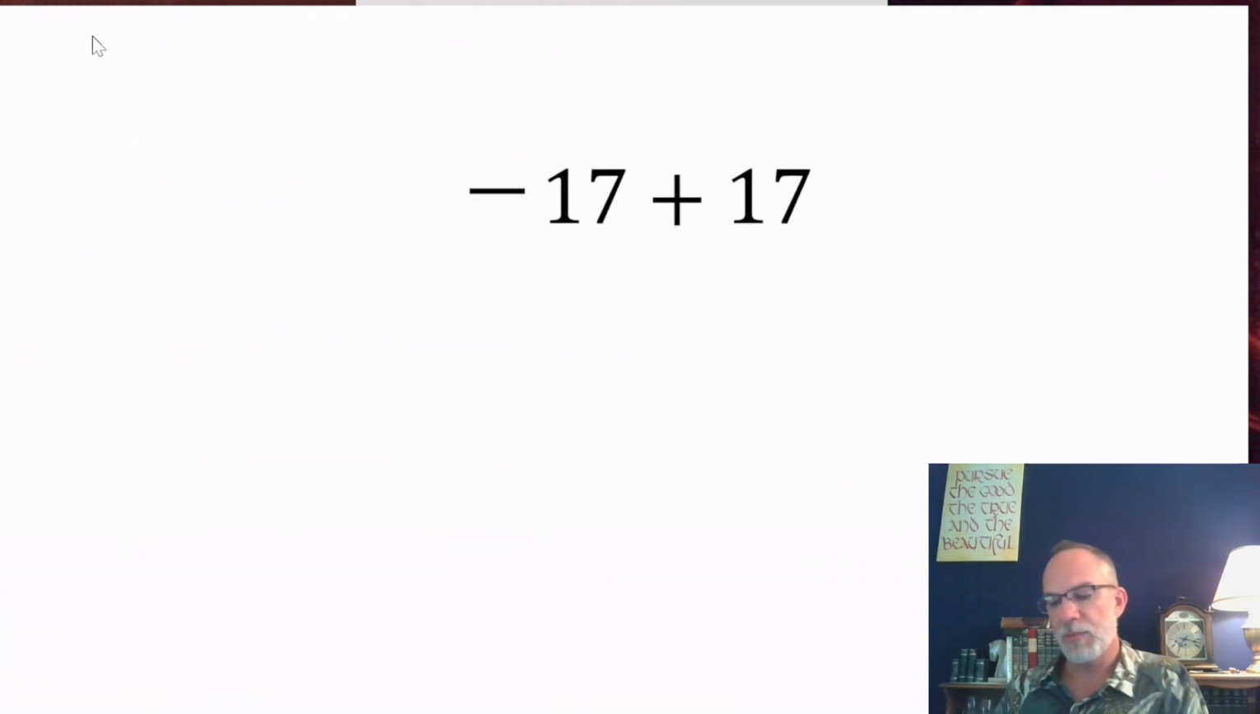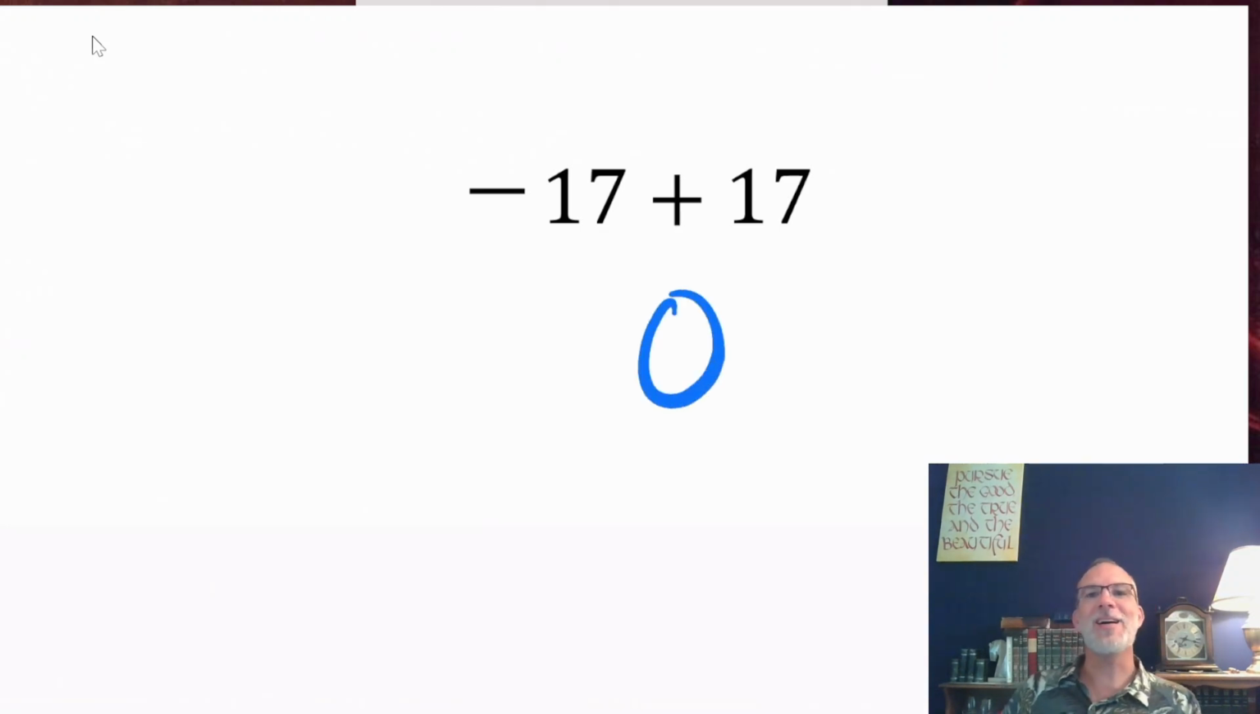Now, don't let this one fool you. The signs are different. Okay, so we're going to subtract the numbers. What's the difference between 17 and 17? That would be 0. What's the sign of 0? If you said positive, you're wrong. If you said negative, you're wrong. 0 does not have a sign.